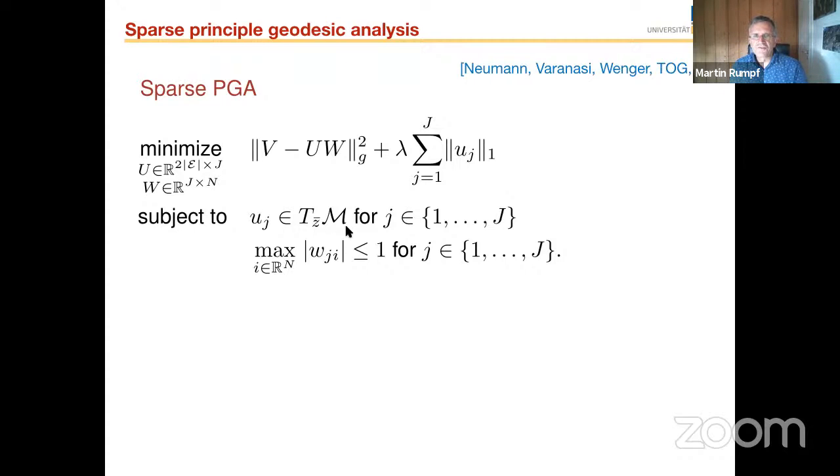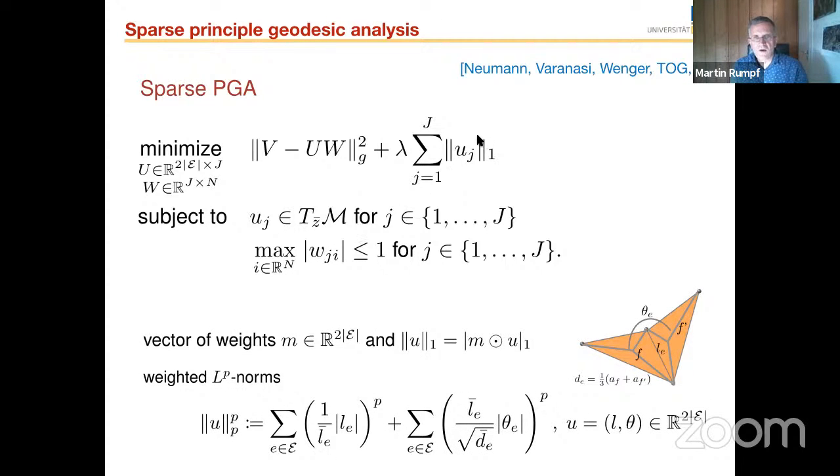But then we have to do something, because if we don't assume anything in addition, then we can make the U_j small and the W's large. That leads to a small L1 norm, but doesn't change the approximation quality. So we avoid that the W's get large just by imposing this constraint on the absolute value of the W's.